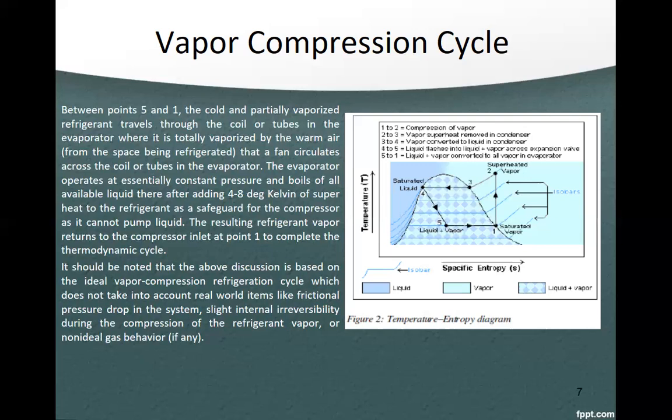Okay. Now, the resulting refrigerant vapor returns to the compressor at point 1 to complete the thermodynamic cycle. It should be noted that the above discussion is based on the ideal vapor compression refrigeration cycle, which does not take into account real-world items like frictional pressure drop in the system, slight internal irreversibility during the compression of the refrigerant vapor, the actual process, or the non-ideal gas behavior, if any. Dapat alam nyo rin yung actual process.